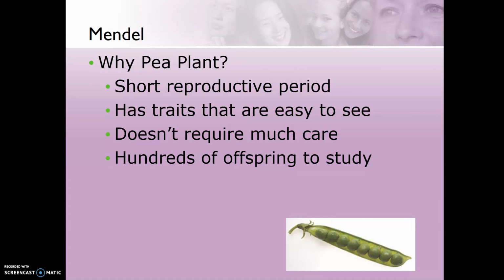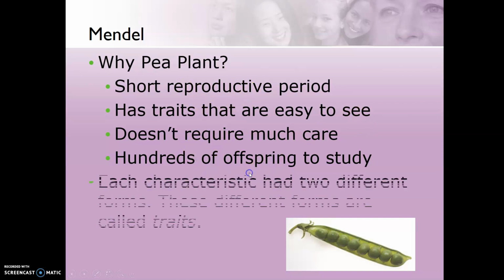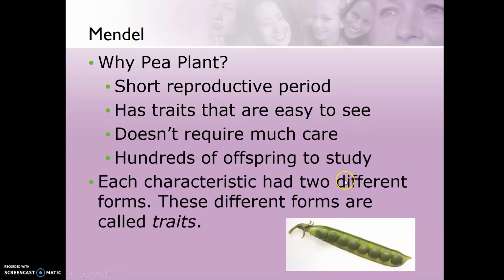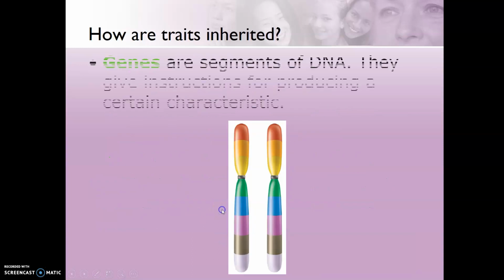It doesn't require much care. They need some sunshine and some rain. And then you can have hundreds of offspring to study, which goes along with the short reproductive time. You get a lot of offspring. Each characteristic had 2 different forms, and these different forms are called traits. So he kept this very simple by picking the pea plant because the traits could either be wrinkled or smooth. They were inflated or they were constricted. So he made it simple on himself by choosing a pea plant.